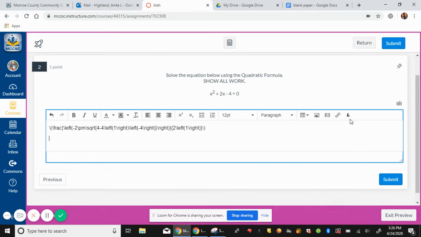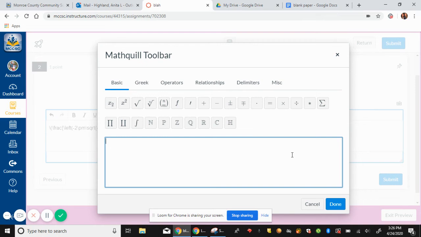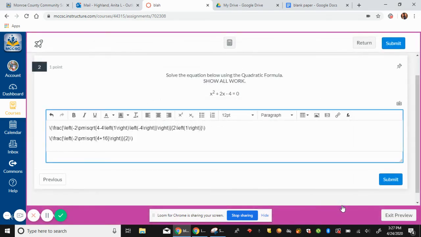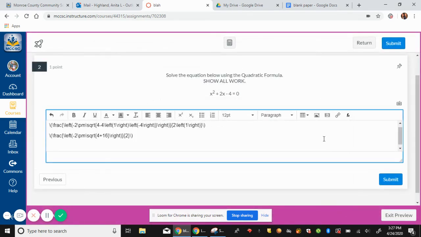Okay, so the next step would be we're going to work on simplifying under that radical. So I still need the numerator in parentheses. We had -2 plus or minus the square root. B squared was 4. Then we had -4 times 1 times -4. Well, that would turn into a positive 16. And then I'm going to get my cursor outside those parentheses and do divided by, well, 2a, 2 times 1 was just 2. And I'm going to hit done. Then hit enter for the next line.